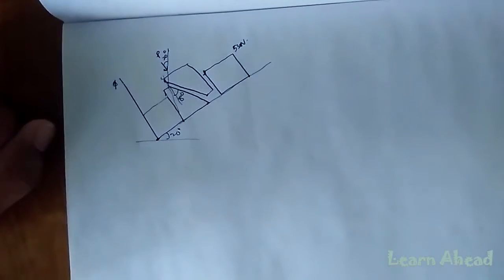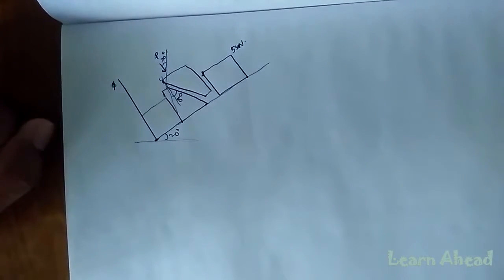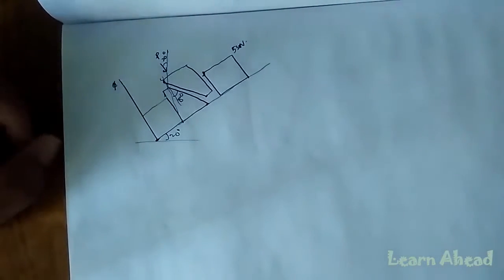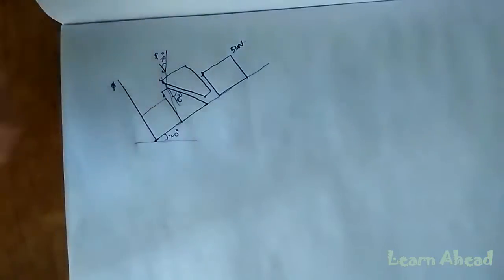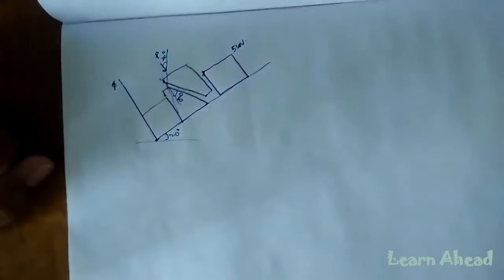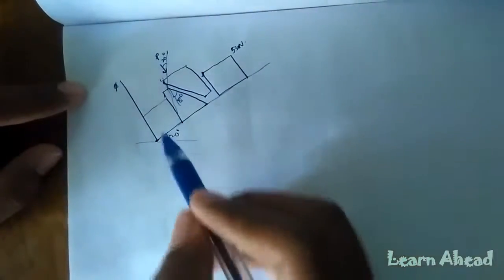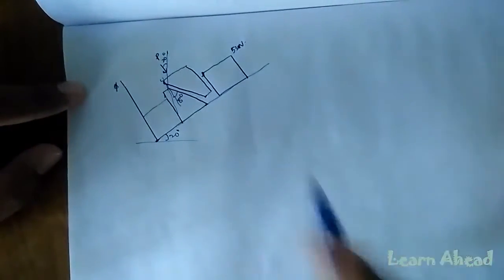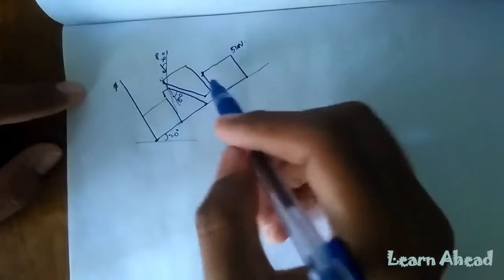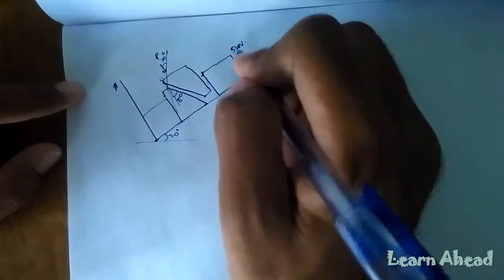Now let's move on to question number 8.52 from the book by Beer and Johnston on vector mechanics statics. Now in this question, it is a wedge type problem on an inclined plane. Multiple wedges are there. First of all, this whole assembly is mounted on a 20-degree inclined plane. Moreover, there are two 8-degree wedges and there is a 530 Newton block.